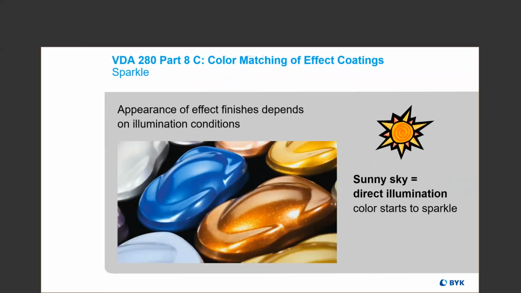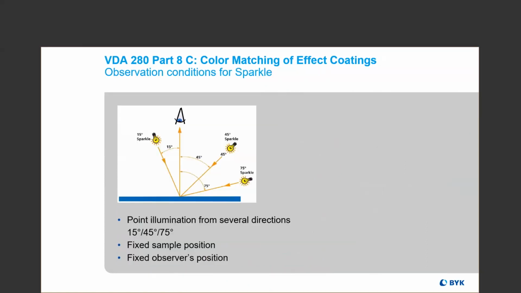So the appearance of effect finishes is going to be largely dependent on the illumination conditions. Specifically, under direct illumination, as with a sunny sky, when you have metallic pigments or any sort of sparkly pigment in it, that sunny sky is going to cause that sparkle effect to come out. You're going to see sparkle best under direct illumination conditions. And to observe the sparkle effect in these coatings, we need to reproduce these conditions using direct illumination, of course.